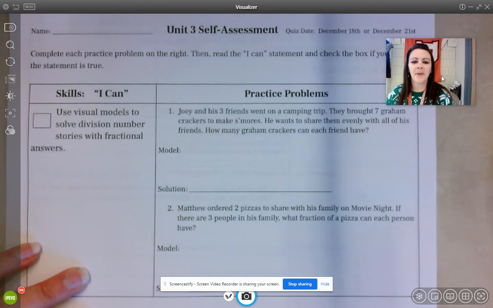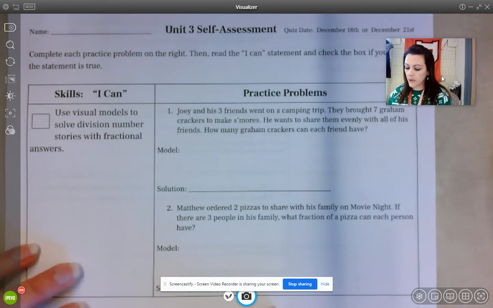Hi everyone, today we're going to take a look at our Unit 3 self-assessment. If you are in Cohort B, then you're having your Unit 3 math quiz this week on Friday, and if you are in Cohort A, then your Unit 3 math quiz will be on Monday. Let's go ahead and take a look at the self-assessment.